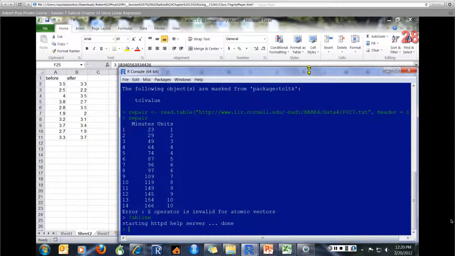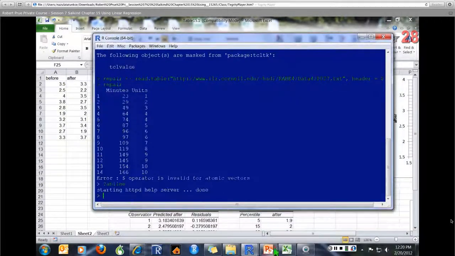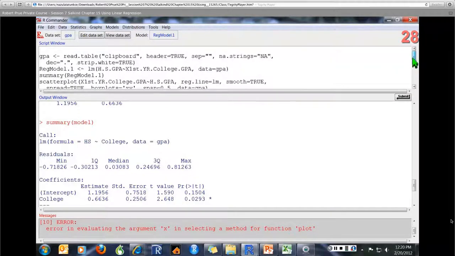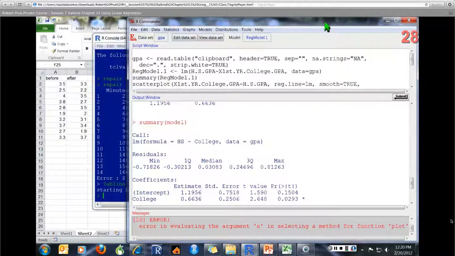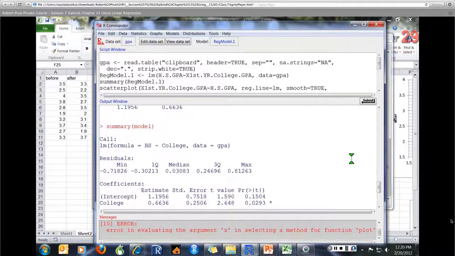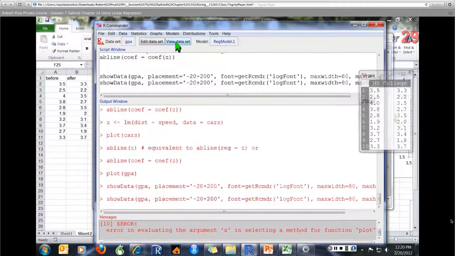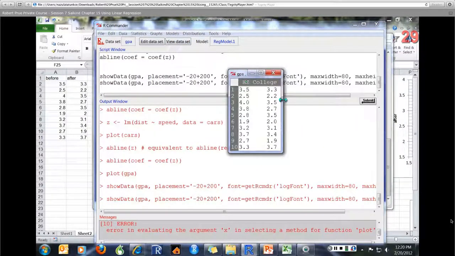This is the interface of the R statistical program, and this is, what is this called? The graphic user interface for the same program. I wish this was bigger, but it's not. So anyway, I previously loaded this into the data set, as high school and college, or HS and college.